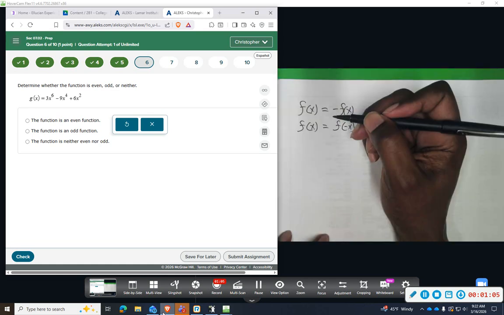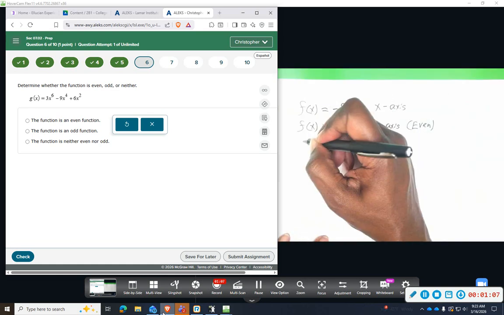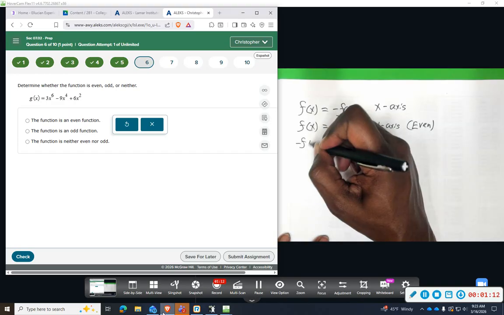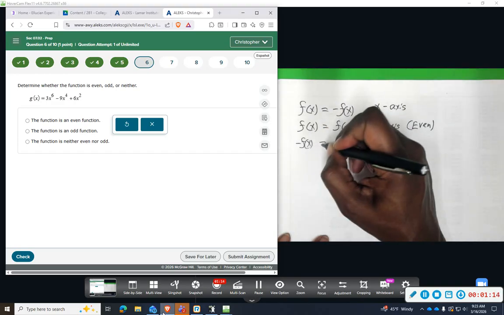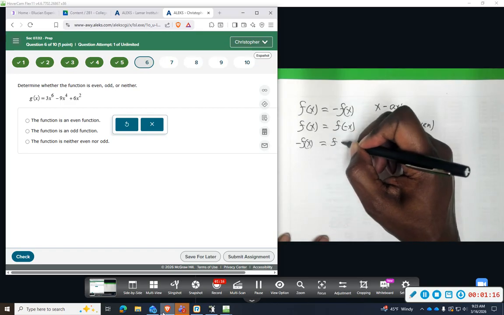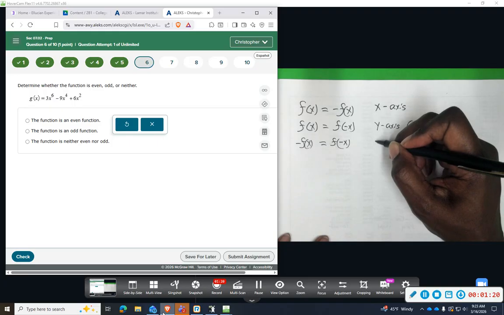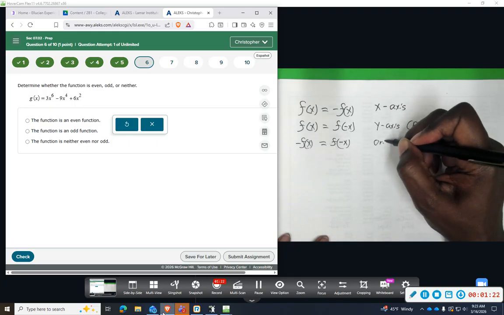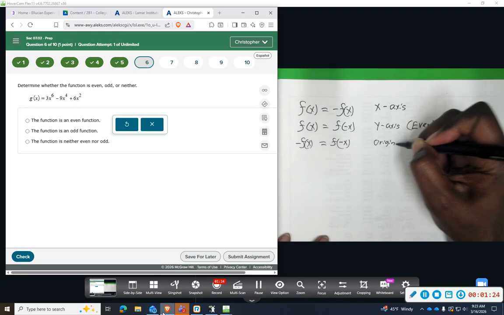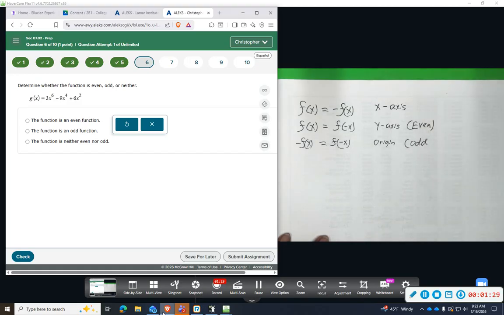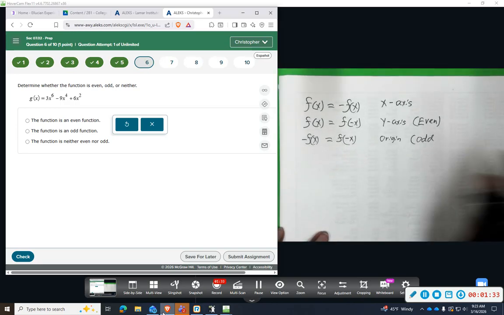And then we can also check negative f of x with f of negative x. And this is called origin symmetry. And this is the one we refer to as odd. So really we're only doing 2 things, and then we'll make these comparisons, okay?